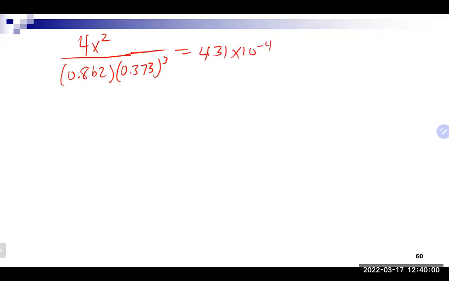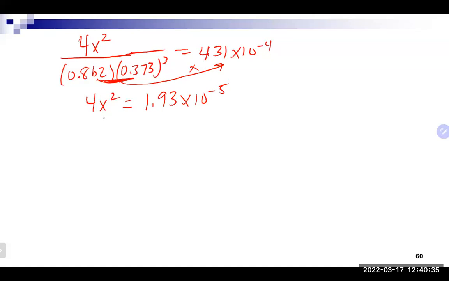I'm going to clean up the bottom left there and then multiply it to the other side. So that's 0.373 cubed times 0.862, and then I'm going to multiply that by 4.31 times 10 to the minus 4. And that should give me 4x squared is equal to 1.93 times 10 to the minus 5. So again, I got a number here and then multiplied it to the other side.